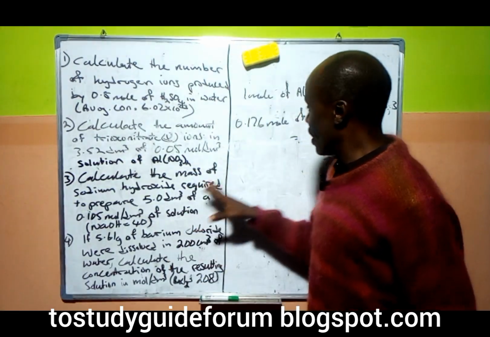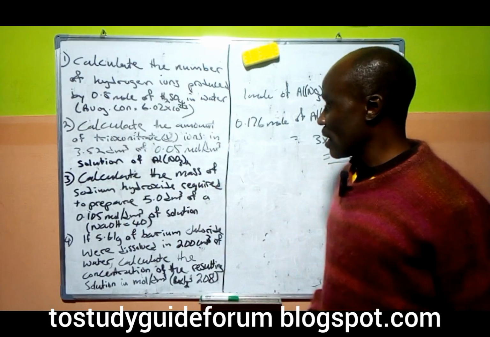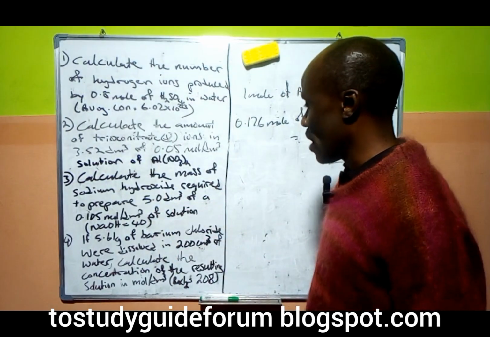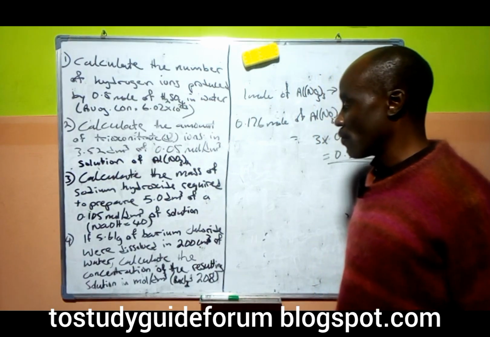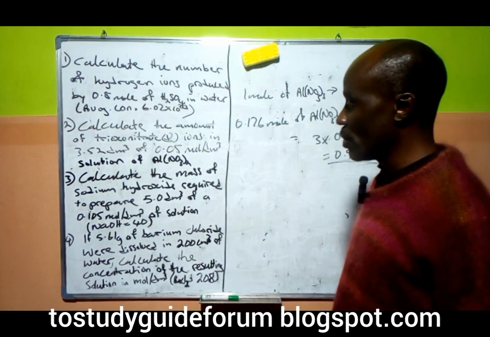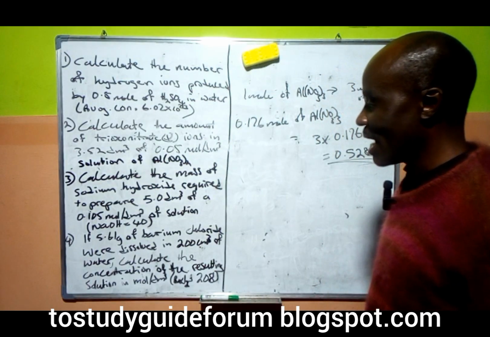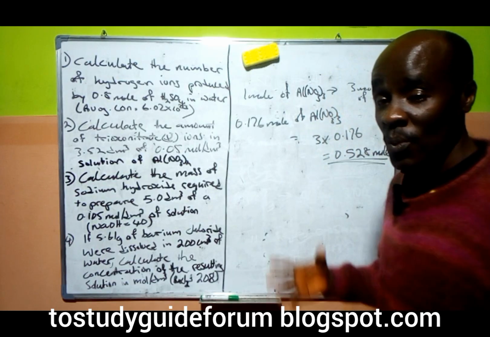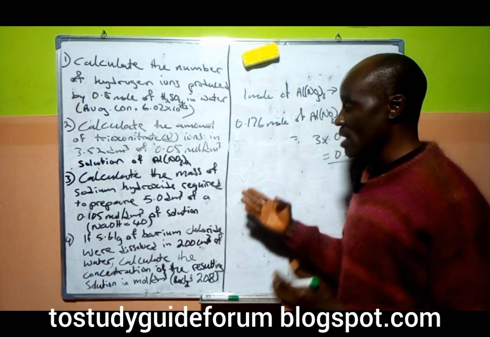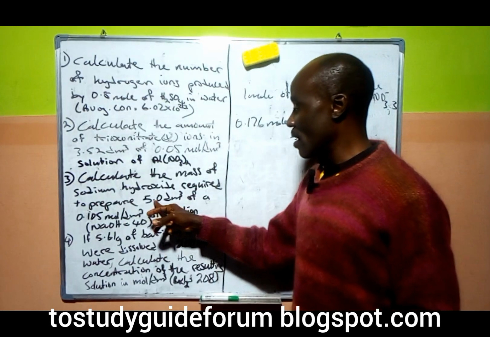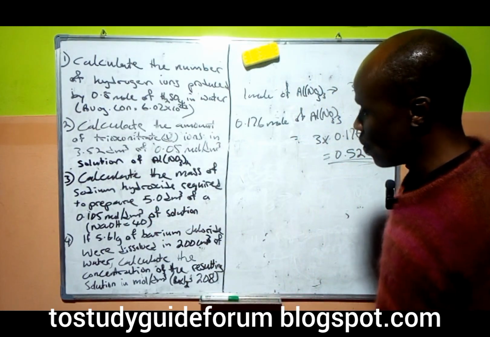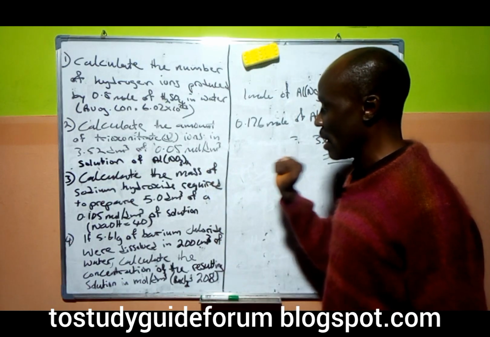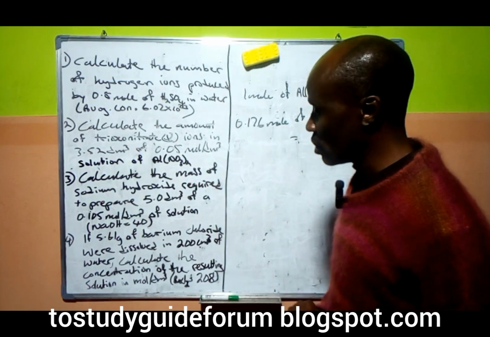So let's go to the next one, which is: calculate the mass of sodium hydroxide required to prepare 5.0 dm cube of a 0.105 mole per dm cube solution. Now this is where we are trying to prepare a solution that will have 5 dm cube. From here, what we're looking for is the mass that we require to do this.